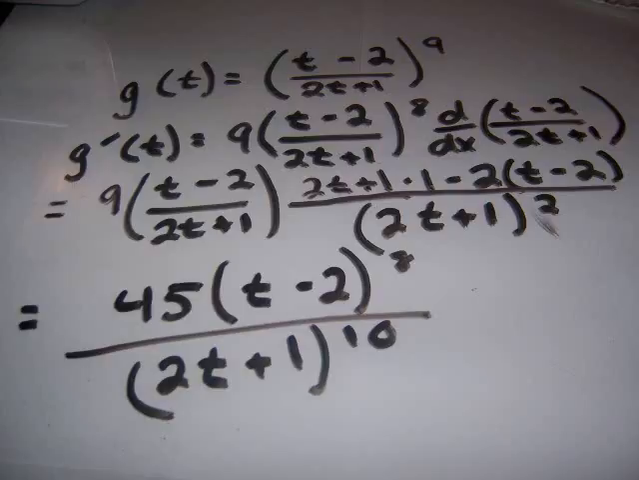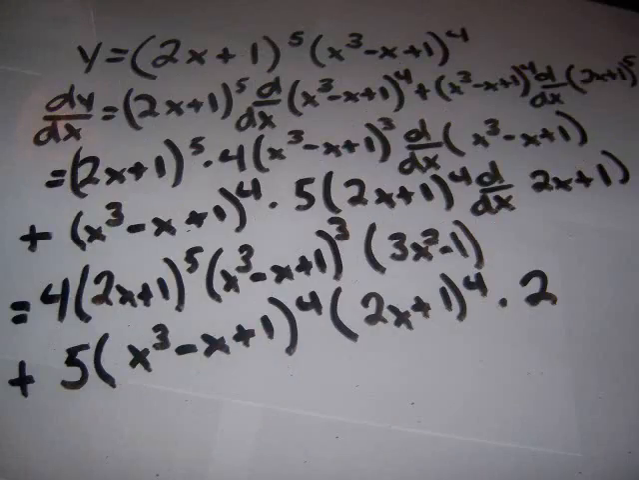This will equal 9 times the quantity t minus 2 over 2t plus 1 to the 8th power times the quantity 2t plus 1 times 1 minus 2 times the quantity t minus 2, all over 2t plus 1 squared. We get this from the quotient rule. Now we will simplify, equaling 45 times the quantity t minus 2 to the 8th power over 2t plus 1 to the 10th power.